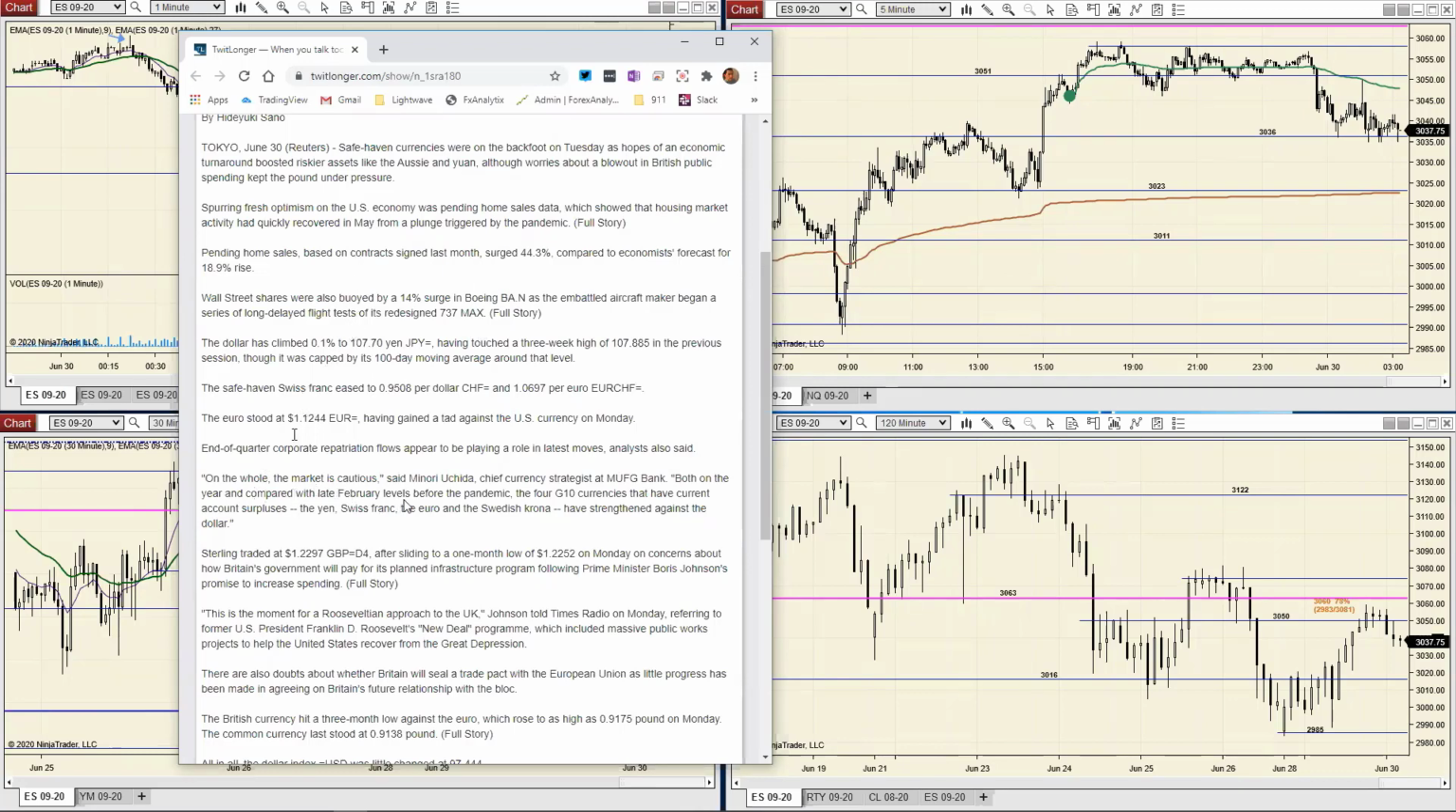On the whole, the market is cautious, said Minoru Uchida, chief currency strategist at MUFG Bank. Both on the year and compared with late February levels before the pandemic, the four G10 currencies that have current account surpluses, the yen, Swiss franc, euro, and the Swedish krona, have strengthened against the dollar. Starting trade at 22.97 after sliding to a 1 month low of 22.52.